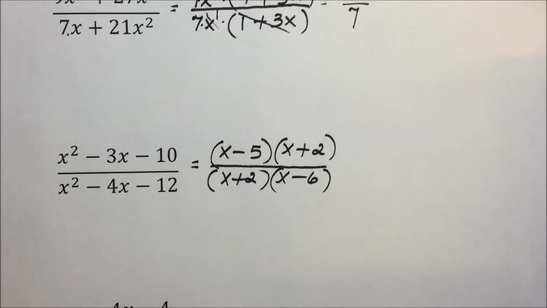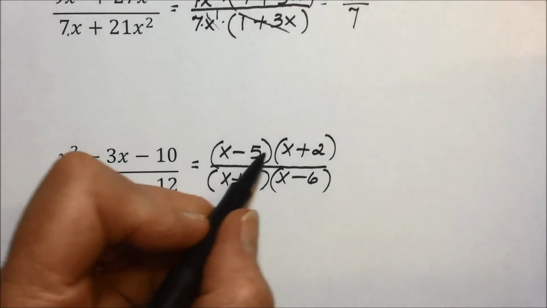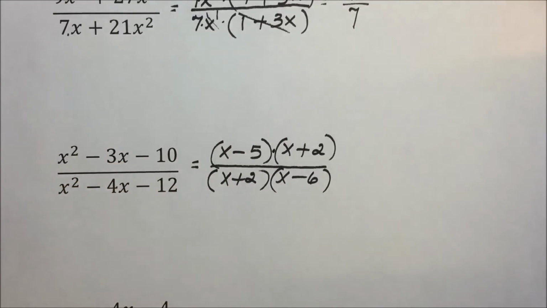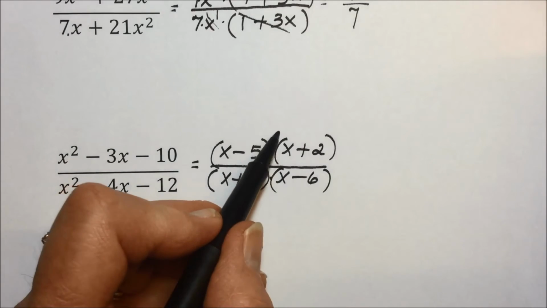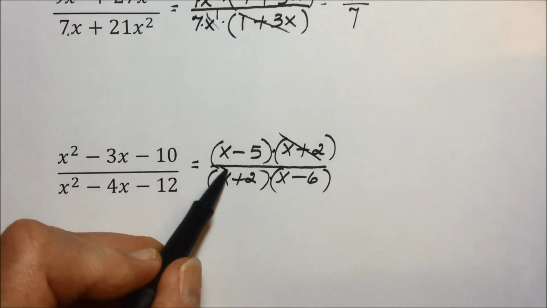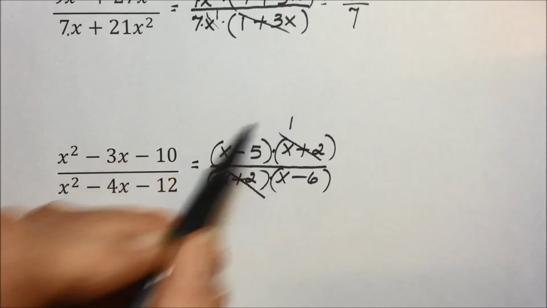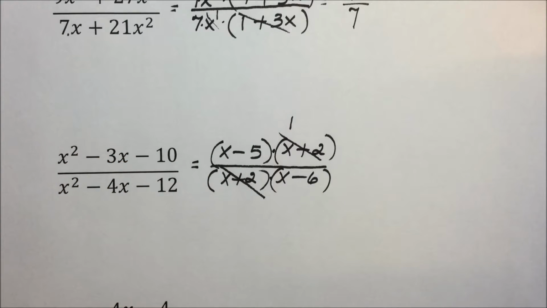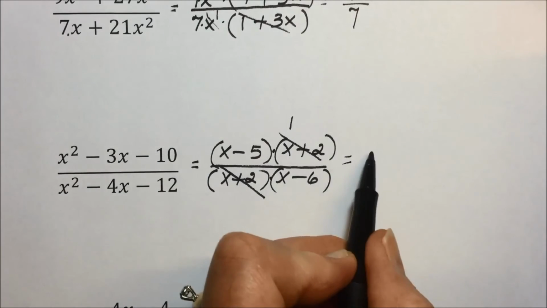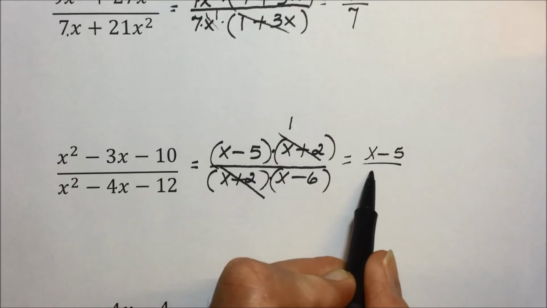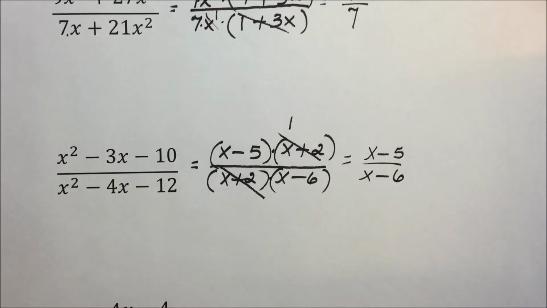Again, always check your factoring, multiply them back together to be sure that you have an equivalent expression. Now we have factors, something times something in the numerator, likewise in the denominator, so we can look in the numerator and the denominator for a common factor. There is an x plus 2 in the numerator over an x plus 2 in the denominator. That is equivalent to a 1. Anytime you have the same quantity over the same quantity, it reduces to a value of 1, leaving us with an x minus 5 over an x minus 6. That is our final answer.